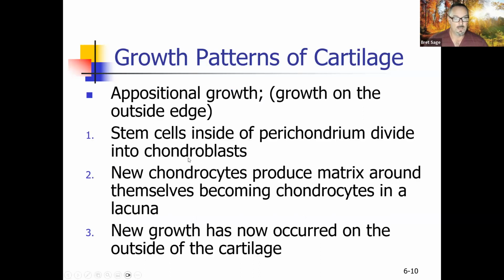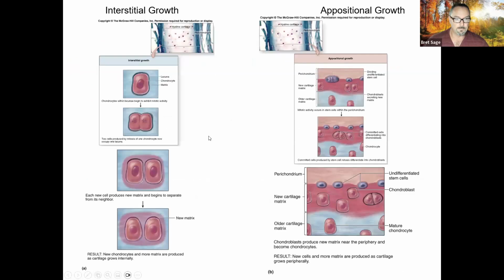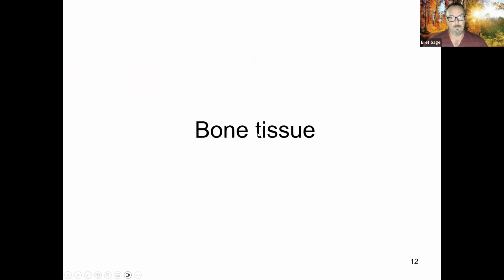The other kind of cartilaginous growth is called appositional growth, which is growth on the edge. Stem cells inside the perichondrium divide into what are called chondroblasts. So chondro means cartilage, blast means build. So these are cartilage building cells. The new chondrocytes produce the matrix around themselves, becoming chondrocytes in the lacuna. So instead of it being in the center, they just kind of cover themselves with matrix, adding thickness from the edge. So this shows you interstitial growth, and this shows you apposition.